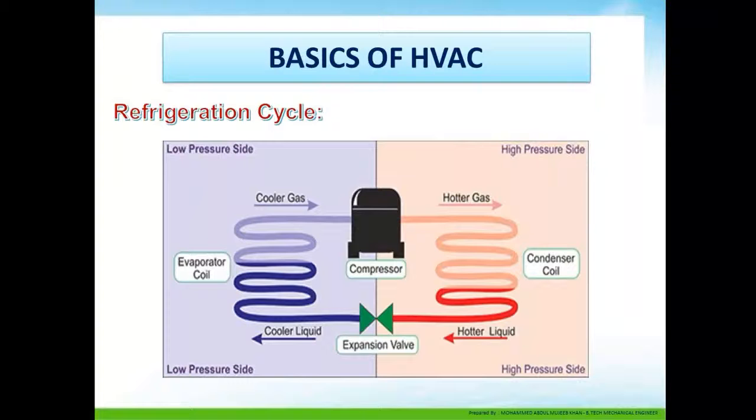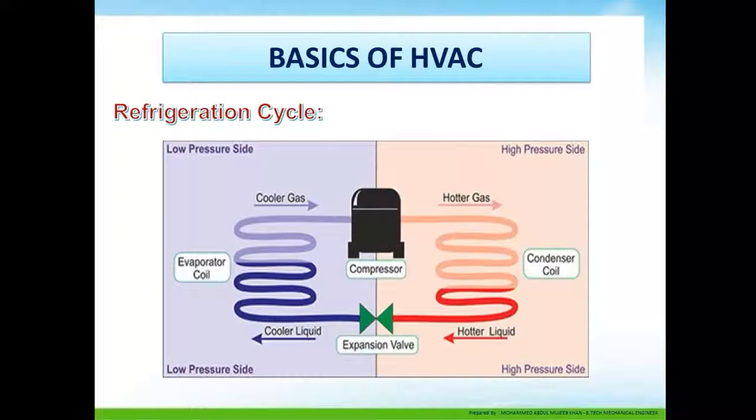Refrigeration cycle. The basic refrigeration cycle consists of four major components: compressor, condenser coil, expansion valve, and evaporator coil. The right hand side is the high pressure side of a refrigeration cycle, and the left hand side is the low pressure side of the refrigeration cycle.